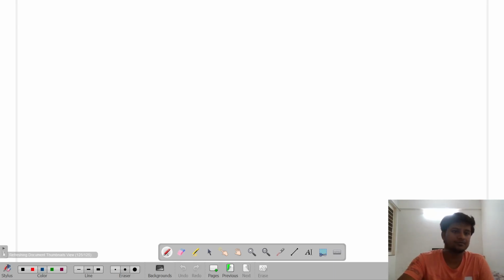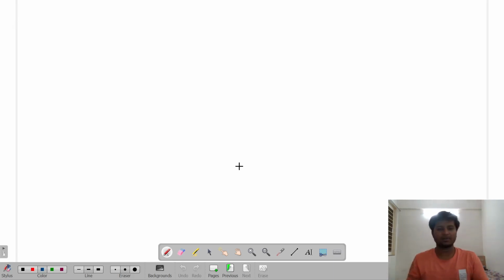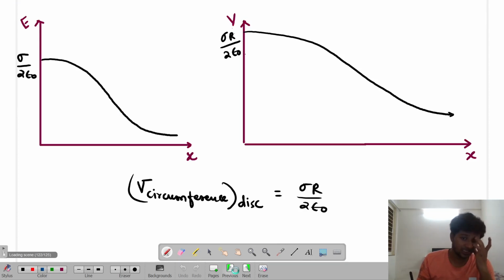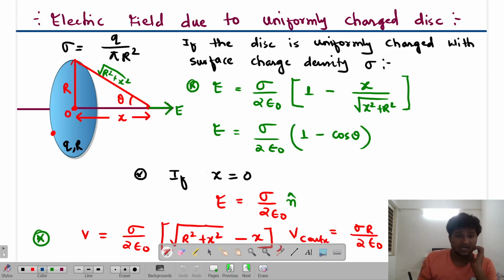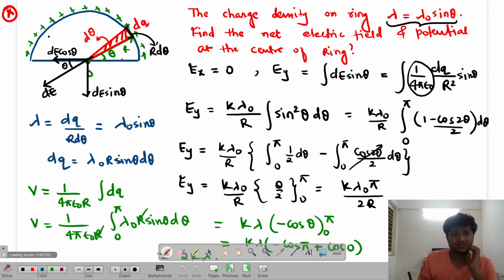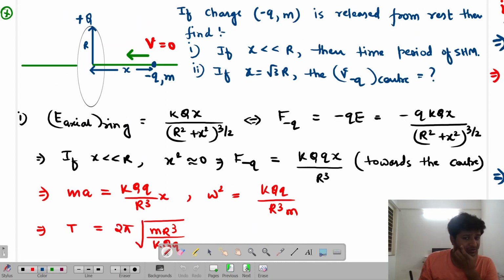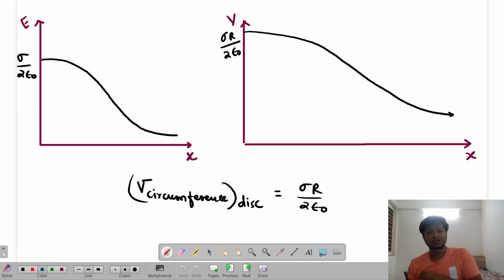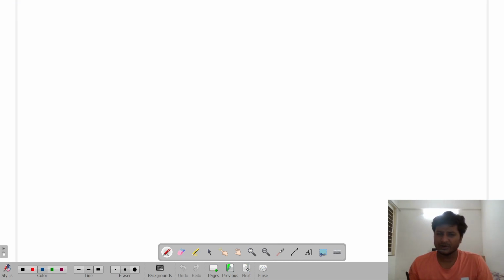Okay, so the point was, we completed so many things earlier, like this case and finding the ring, finding the electric field and electric potential due to a ring, and we talked a lot about these cases, isn't it? Now, the point is what we are going to do today.